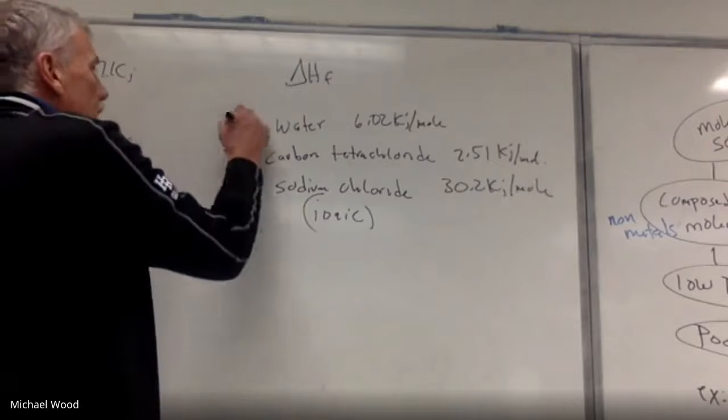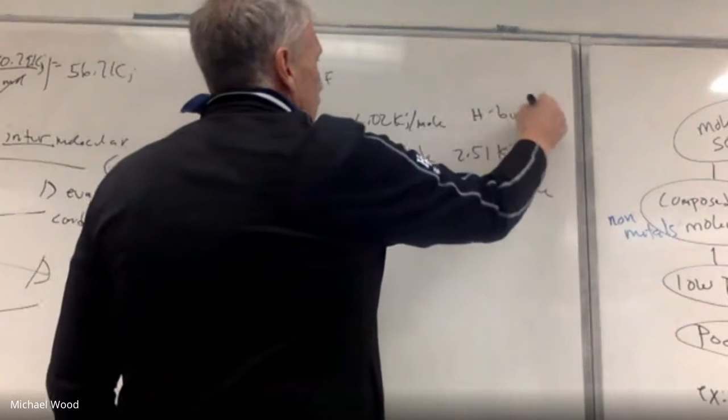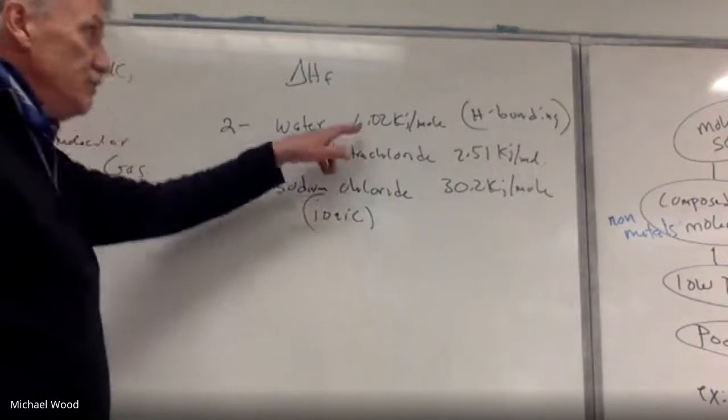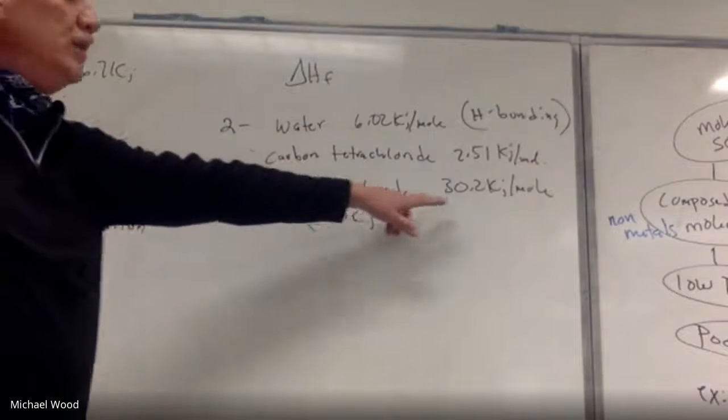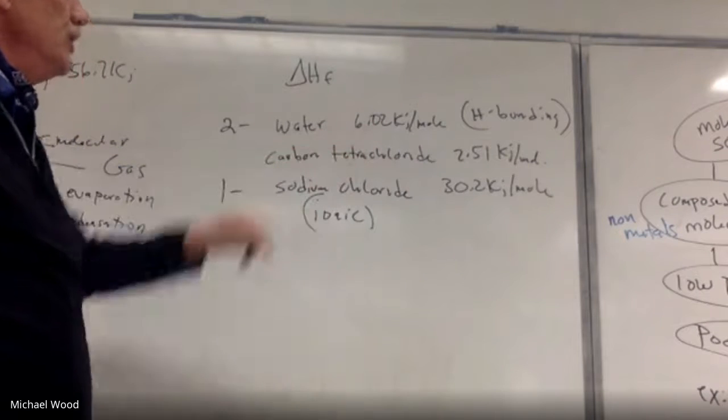The second one is water. Like we said, this has hydrogen bonding in it. So that's a pretty strong intermolecular force as well. Not anywhere near as strong as ionic, but it's a strong intermolecular force. And then carbon tetrachloride.